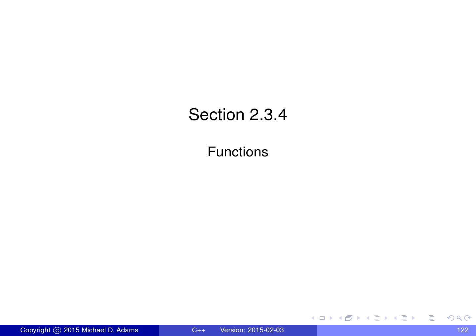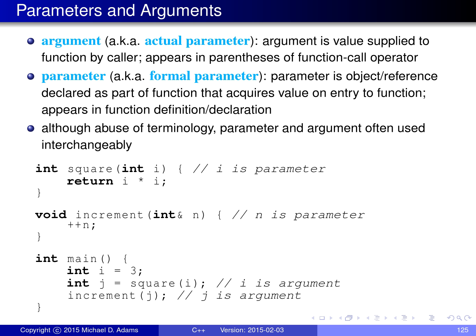Having looked at the control flow constructs in the language, now we're going to move on to looking at functions. At this point, I need to introduce two terms that relate to functions. In particular, the terms argument and parameter. To begin with, an argument, also known as an actual parameter, is a value that's supplied to a function by the caller of the function.